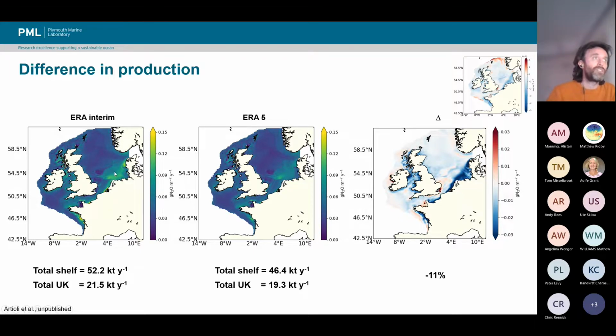Again, on the left is the old simulation, the ERA Interim driven one, and the middle the ERA5, and on the right is the difference, and on the top here is the difference in the fluxes. And again, you can see similar features, and here also the total difference is about 11%. And again, this difference is related to the changes in the net primary productivity.